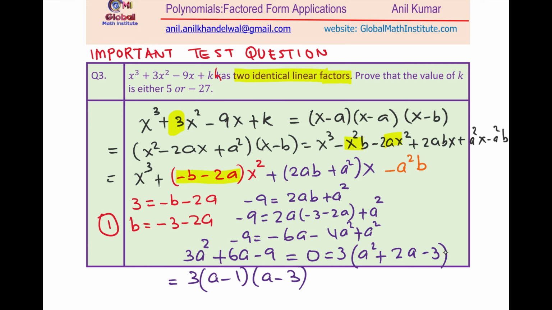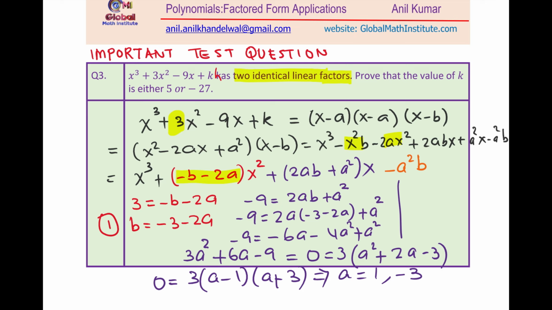Sorry, plus 3, right? So we have plus 2a. So that implies that 0 equals to this, and this gives you a as two values. One is 1 and the other one is minus 3. For these two values of a, we will get two different values of b also. Do you see that? So we have two values of a, we can now write two values of b.